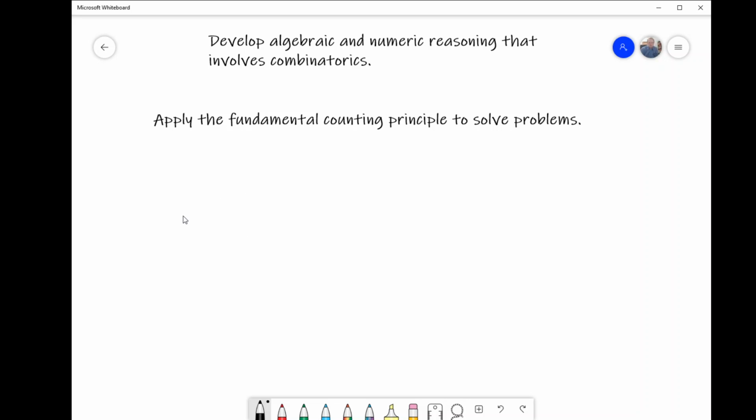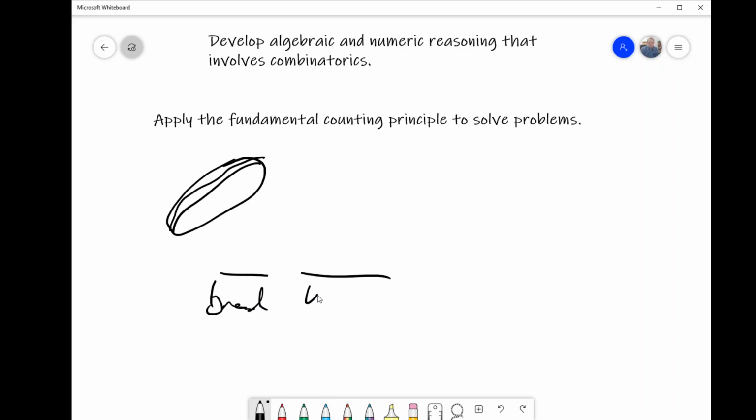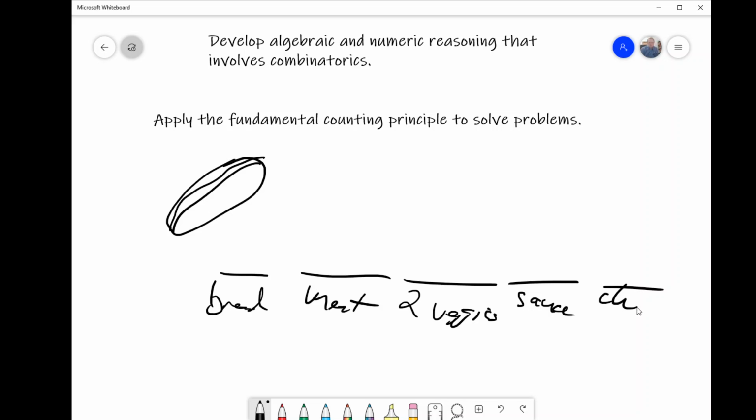So this is the one where, let's say you go to a sandwich shop and you want to figure out how many different sandwiches you can make with a bun, so some kind of bread, some kind of meat, say 2 different veggies, and a sauce and a type of cheese.